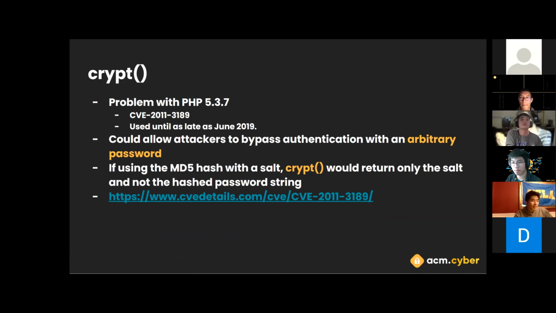And the problem with this is that if it's being used incorrectly by the programmer, it could allow attackers to bypass authentication with an arbitrary password. This is a problem if they're using the MD5 hash for the password with a salt of any kind. Crypt would return only the salt and not the hashed password, which essentially means if an attacker knows they're using this MD5 hash, they could use whatever password to get in, causing a big problem. I also have the details here if you want to look more into that.